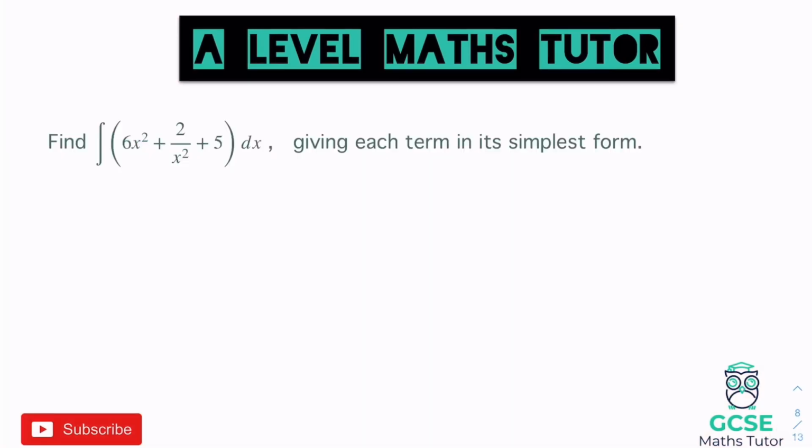Okay, so this one isn't particularly any harder than the ones we've looked at. It just doesn't quite look as nice. And we have looked at some pretty horrible looking ones already. So hopefully you'll find these okay, but just some slightly different looking questions to have a look at. So it says find the integral of what's in the bracket there with respect to x, giving each term in its simplest form.